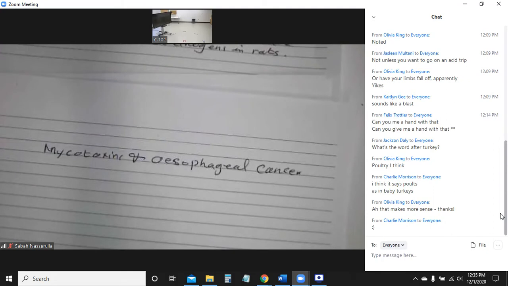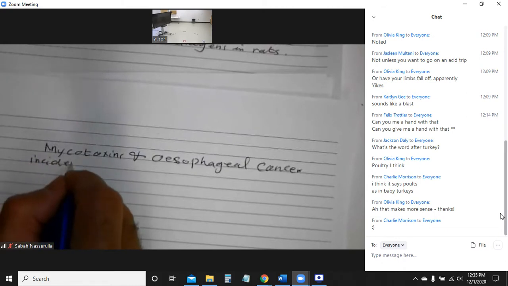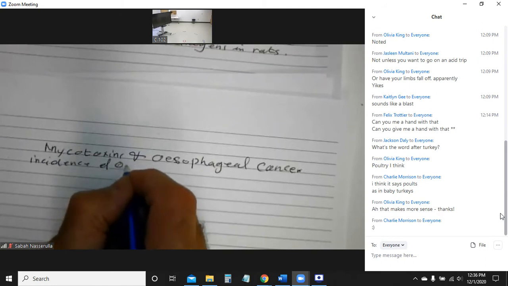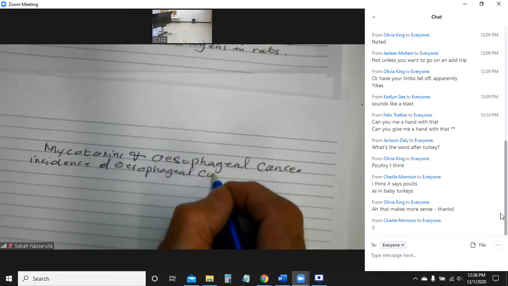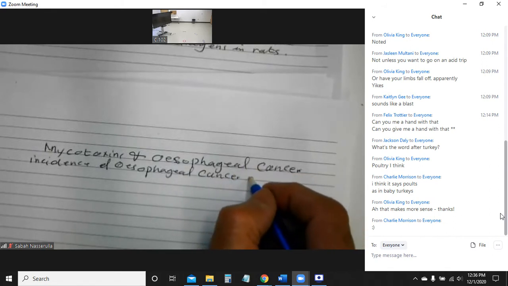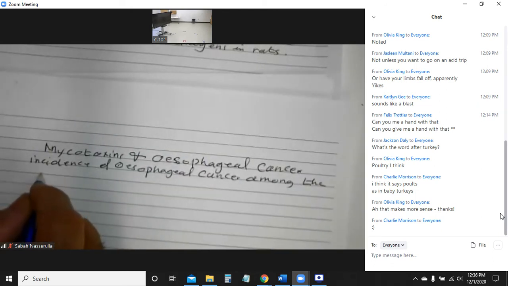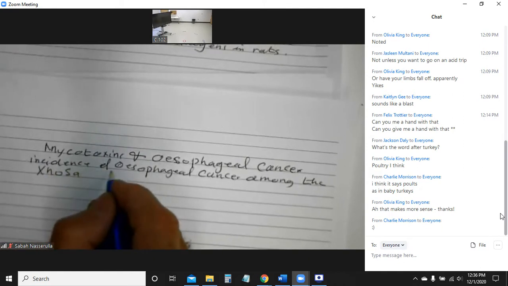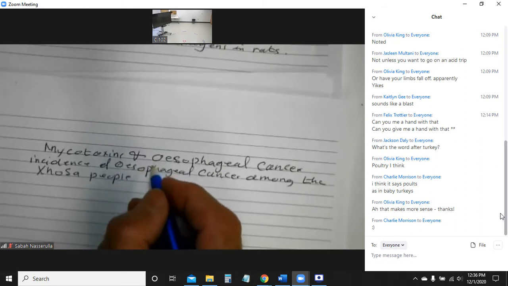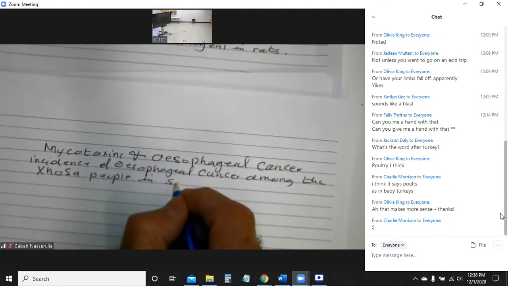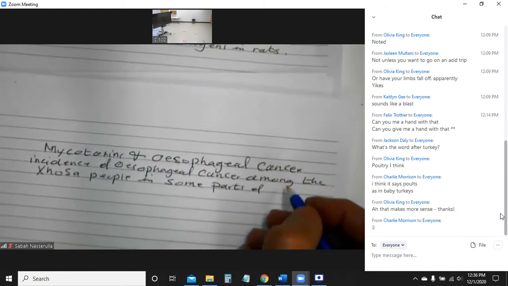Now, as I mentioned, the incidence of esophageal cancer occurs among the Zahuza people, in some parts of Transnistrië, which is in South Africa.